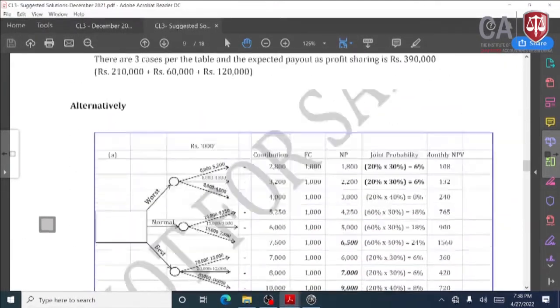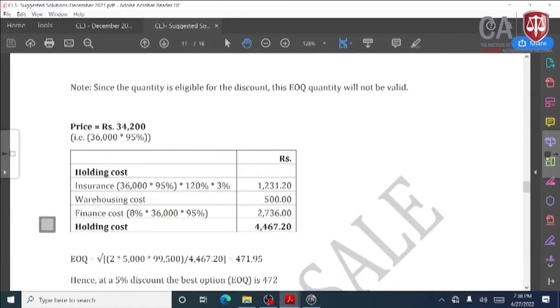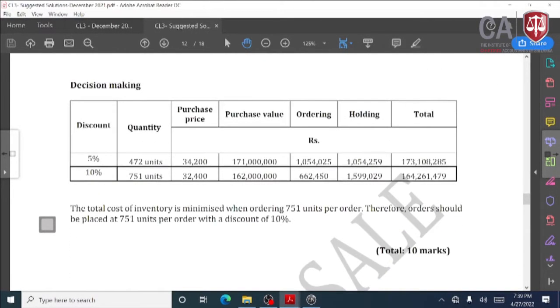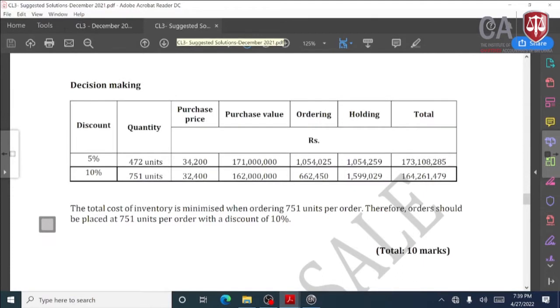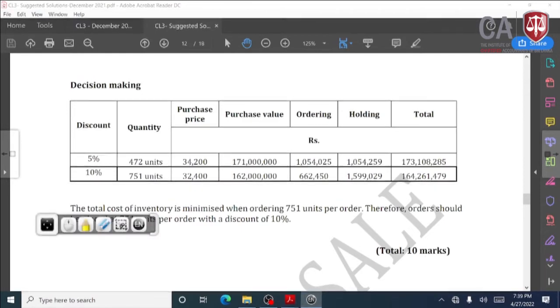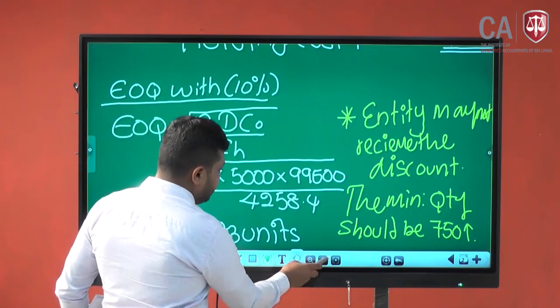Those computations we have already done, right? This one. Now you can see, if you want to get the 5% discount, you can order 472. We have already done that computation, right? I will show you again. With the computation, can you remember, we have already done that calculation.